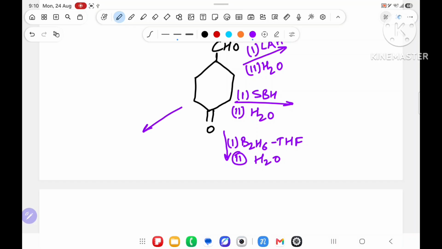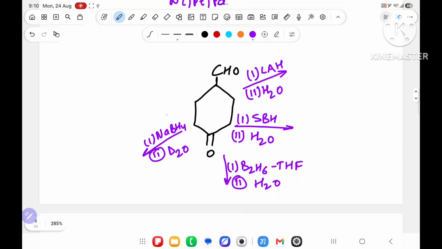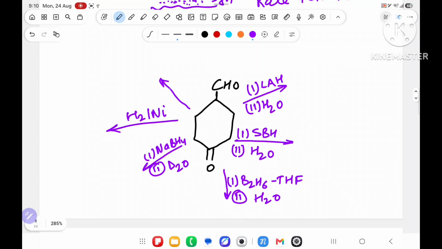Over here, the fourth part, suppose the first one is NaBH4 and the second reagent is D2O. The fifth reagent I have taken is H2 in presence of nickel, and the sixth is DIBAL-H in presence of H2O. First reagent, second reagent.